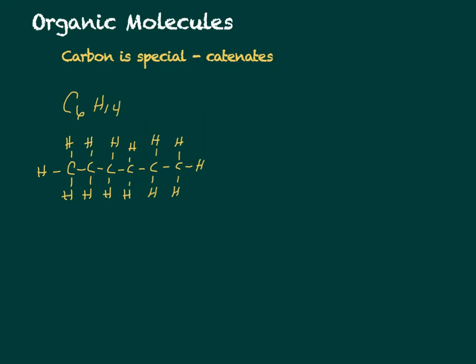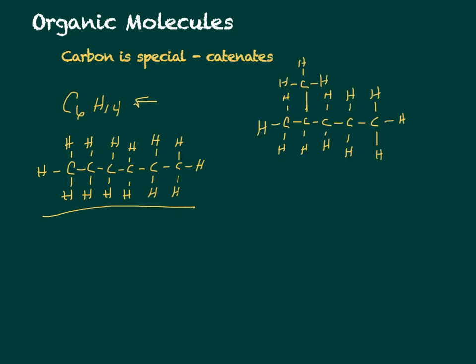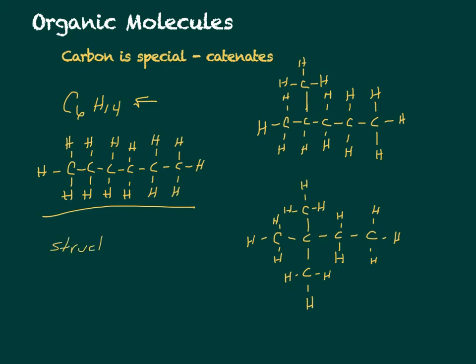But the problem is this formula, C6H14, does not have enough information to tell me that that is actually the structure I'm looking for. In fact, what about this structure? This structure also has 6 carbons and 14 hydrogens. What about this structure? These are what are known as structural isomers. The only thing that's changed here is the connectivity of the chain, the carbon placement, and this affects what molecule it is.